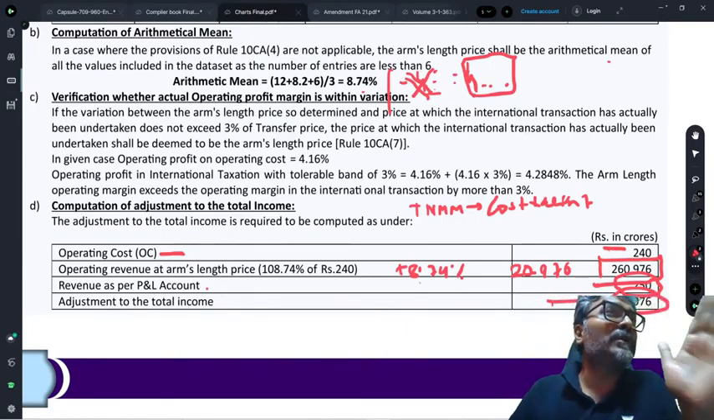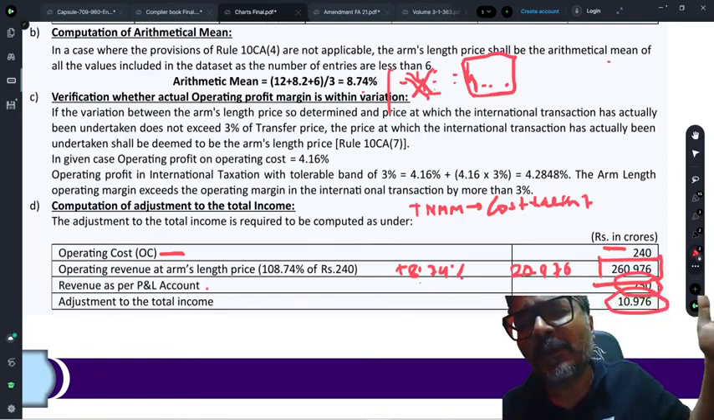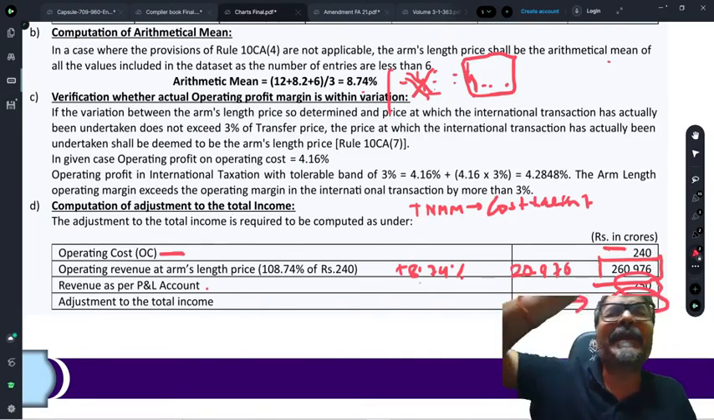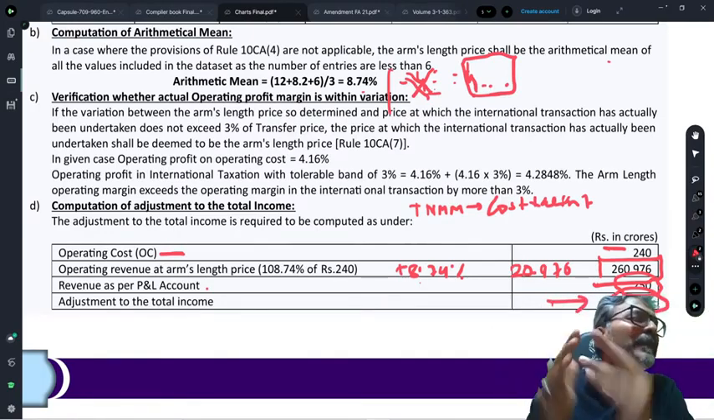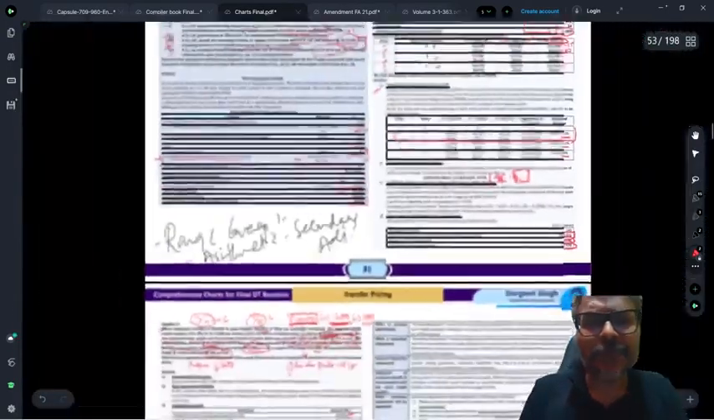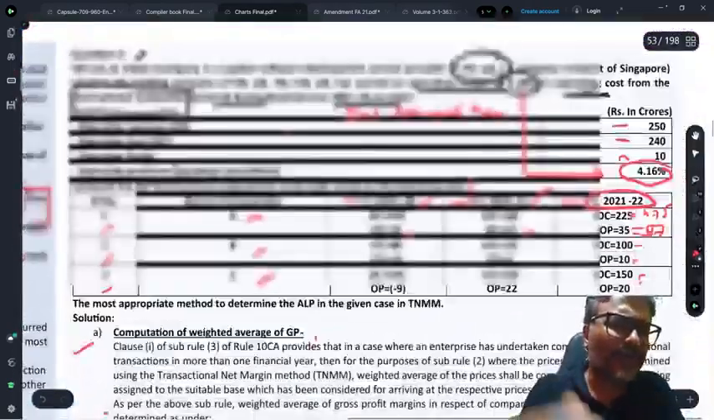And since we are going with the 3 years data, students, what exactly do we do in this regard? We are then doing the aggregate. And how do you do the aggregate? I've shown all of you the aggregate of all the profits and the aggregate of all the cost if it is a TNMM method. Had it been a resale price method, students, please tell me, in the examination, this can also be a resale price method.